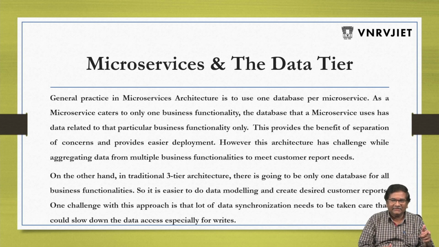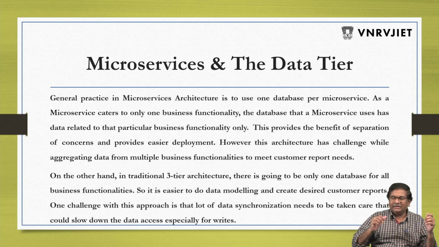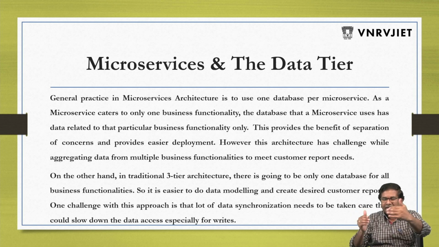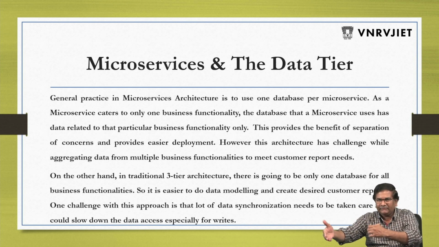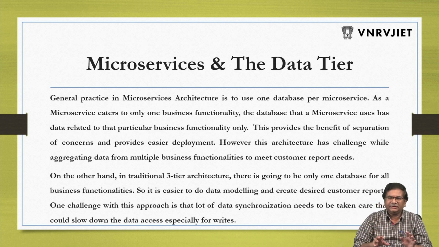One challenge with the three-tier architecture approach is that a lot of data synchronization needs to be taken care of, which we discussed. That could slow down the data access, especially for write operations. So we already discussed it. In three-tier architecture, when several instances write to the same database, we need to make sure that they are all synchronized. Let's say they are writing to the same row of the same table. Then you can't just write in parallel, right? You have to stop one, let the other finish, then use another. That's how it should be done.